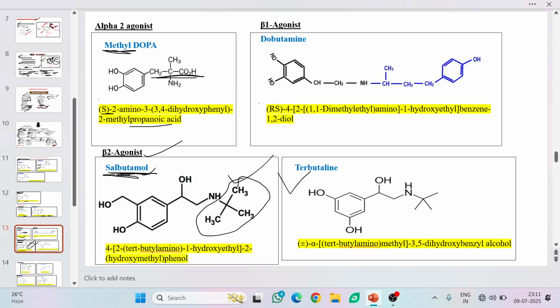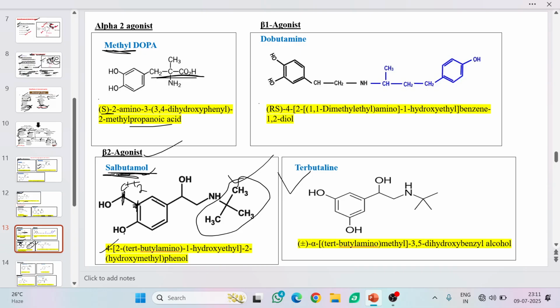Then salbutamol contains this basic moiety, this benzene ring with this hydroxy. But here you can see the difference. There is one CH2. After this CH2, one hydroxy is there. The hydroxy is not just after this carbon. After this carbon, there is one more carbon, and after that, the hydroxy group is there. Okay, so salbutamol.